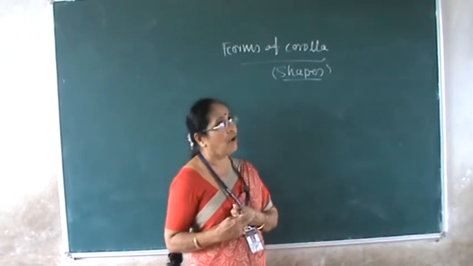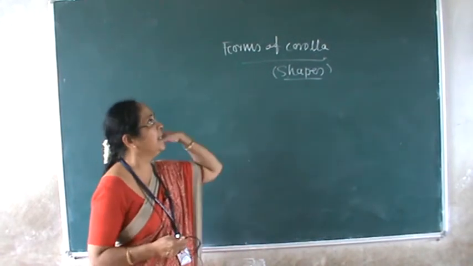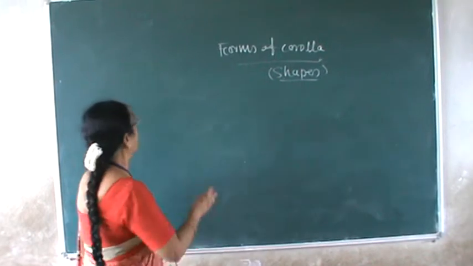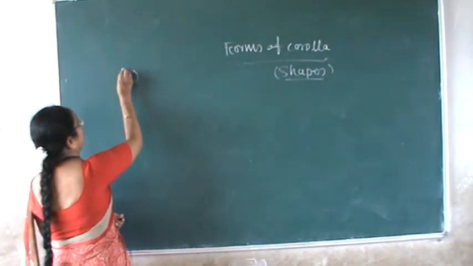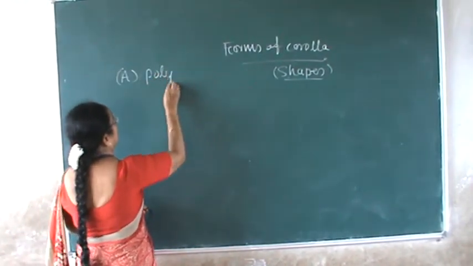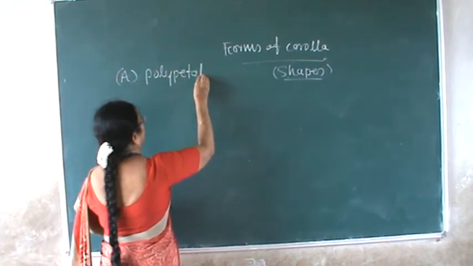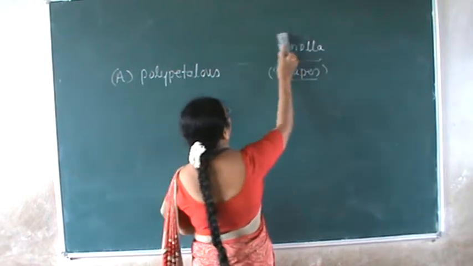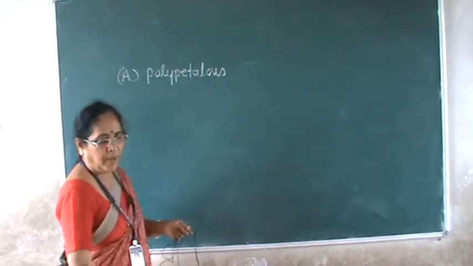So in the forms of corolla, we can study the different shapes of corolla under the same heading, polypetalous regular form.